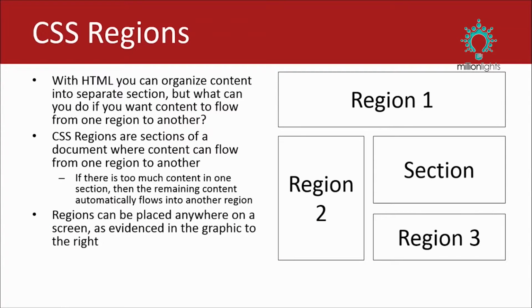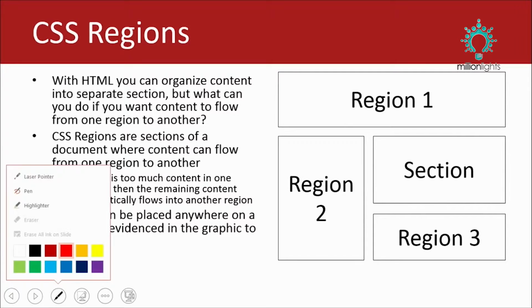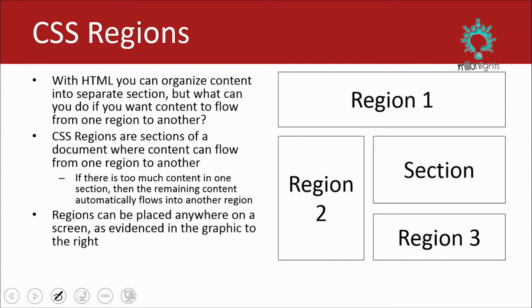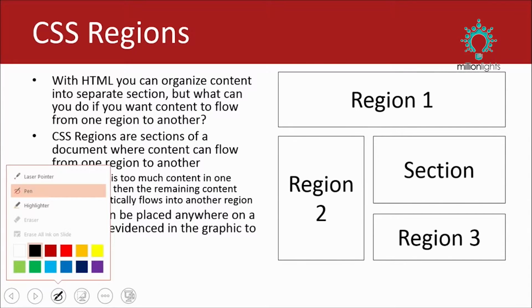So with HTML, you can organize content into separate sections, but what can you do if you want content to flow from one region to another? And the answer to this is CSS regions. There are sections of a document where content can flow, right? So if we've got region 1, let me go ahead and pull up a pen here.